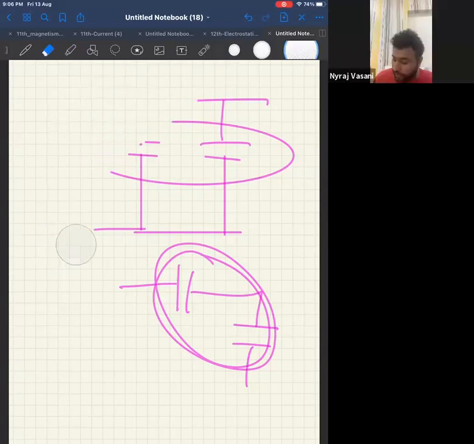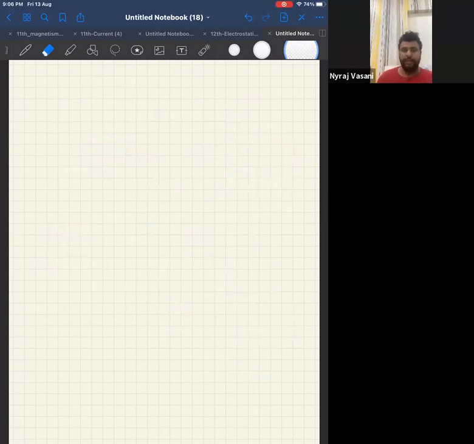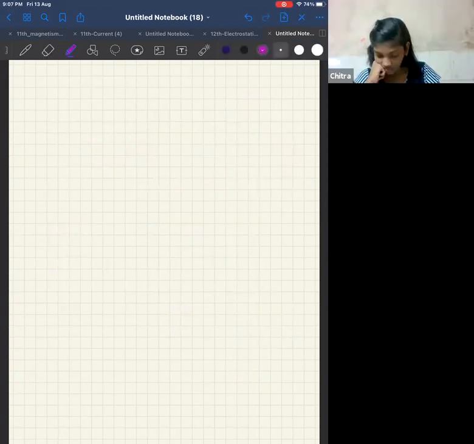Let me draw it again. I was avoiding drawing the circuit again. I think I'll have to draw different circuits, because I'm erasing, I'll have to draw it again and again. One minute.